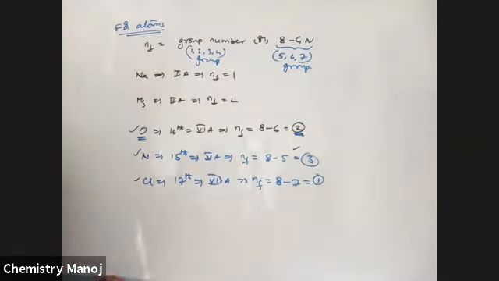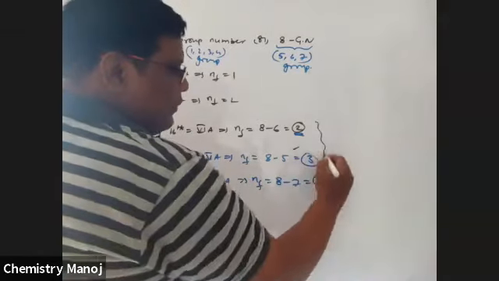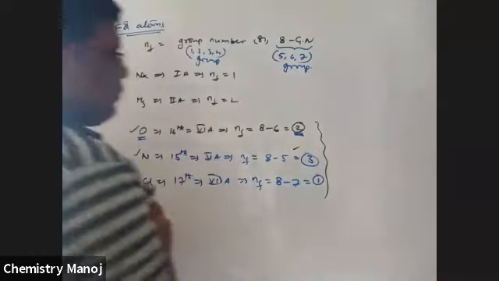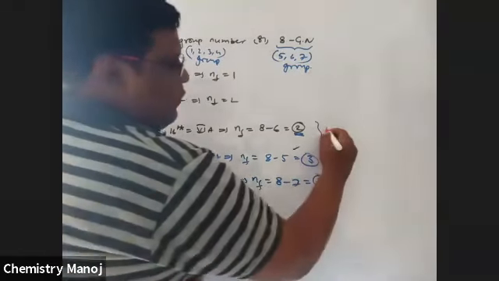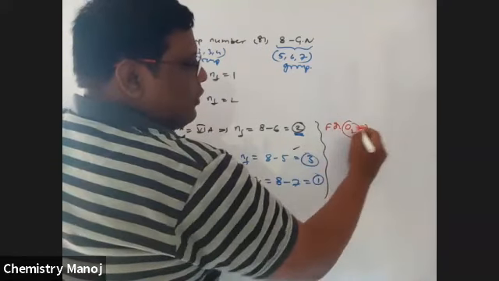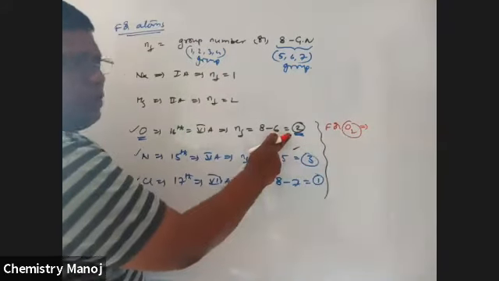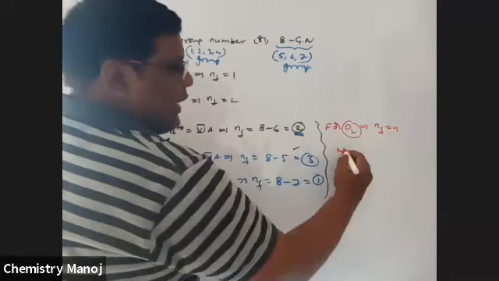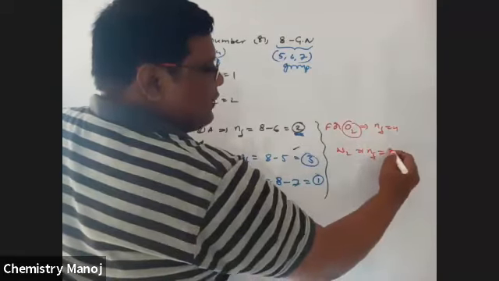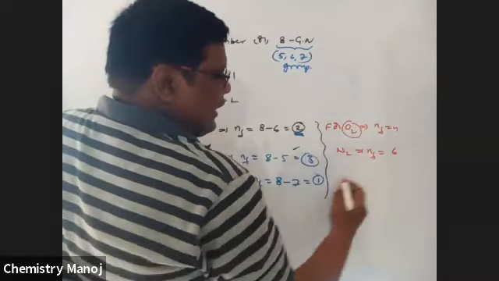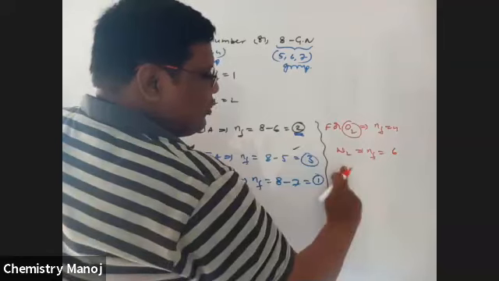Similarly, see here, for O2, one oxygen has n factor 2, two oxygens have n factor 4. For N2, n factor 3, so 2 nitrogens are there, 6. Next, Cl2.